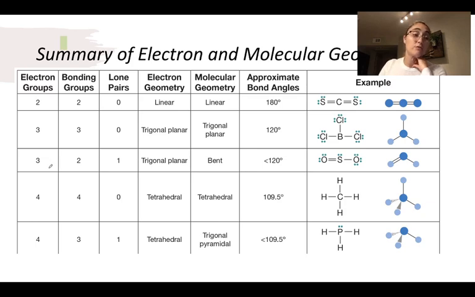If it has 3 electron groups coming off of it, but only 2 of them are bonded and 1 is a lone pair, then you've got something like trigonal planar and a bent shape. So you can go through and use this as a reference chart, although I think it's slightly easier to just be able to identify them based on what they look like as you draw them out.